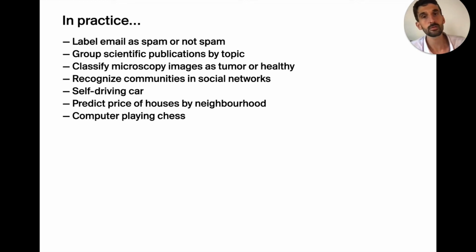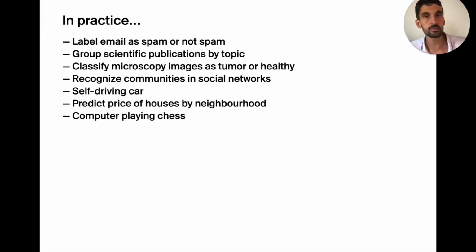Classifying microscopy images as tumor or healthy is something that happens in clinical practice. Usually the way it works, a set of experts, clinicians or physicians, label existing images as tumor or healthy, and then those images are fed to a machine learning algorithm so that when a new image comes, the algorithm is able to make a suggestion as to whether the image corresponds to a tumor or to a healthy tissue. So in my opinion, this is a case of supervised machine learning.